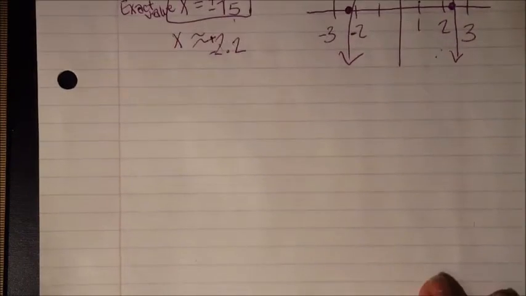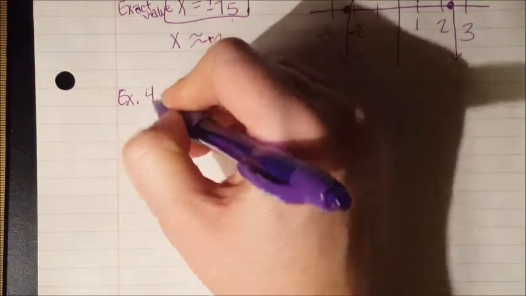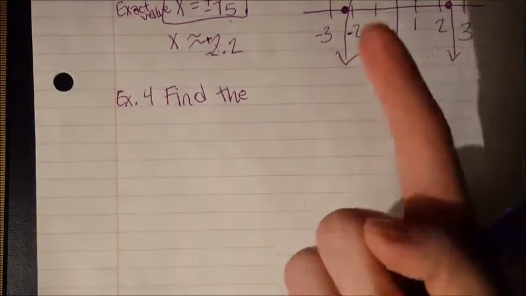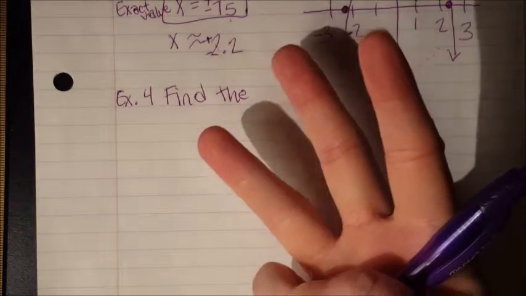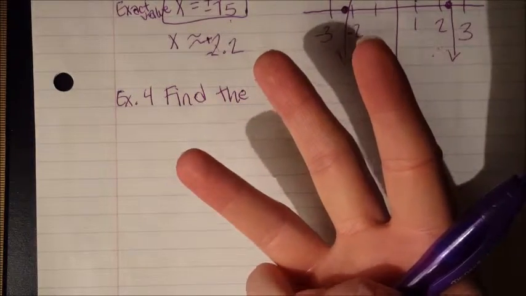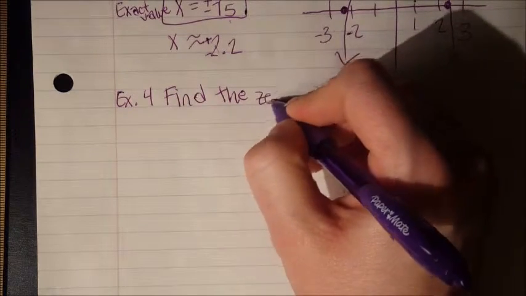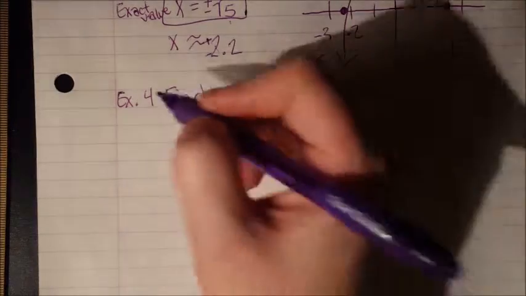Okay, example 4. Find the, which one have I missed? I've done find the solutions of, I've done find the roots of, I've done find the x-intercepts of, and the last one that's synonymous is find the zeros. Zeros of. Because remember, if you're on the x-axis, you're at a height of 0.